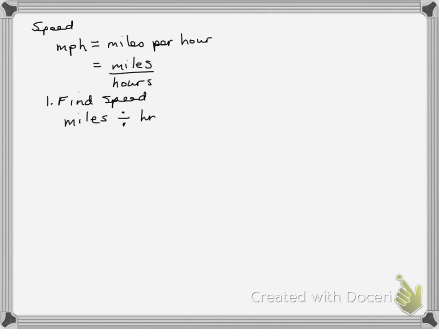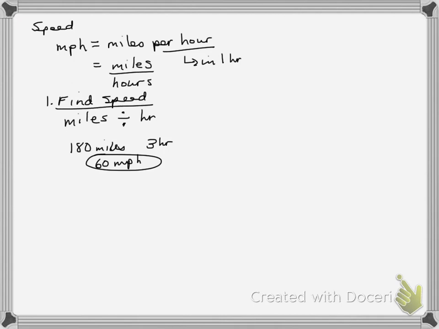So let's say I went 180 miles in 3 hours. So you're kind of thinking to yourself, well, how many miles did I go in 1 hour? Per hour is the same as in 1 hour. So it should be fairly obvious that I would need to divide, and my answer would be 60 miles per hour. So finding speed would be one thing you could be asked to do.